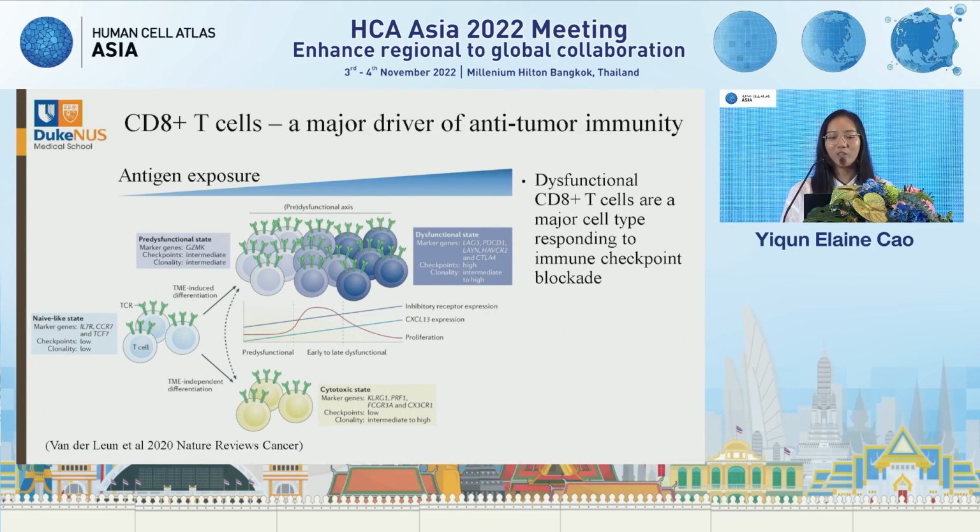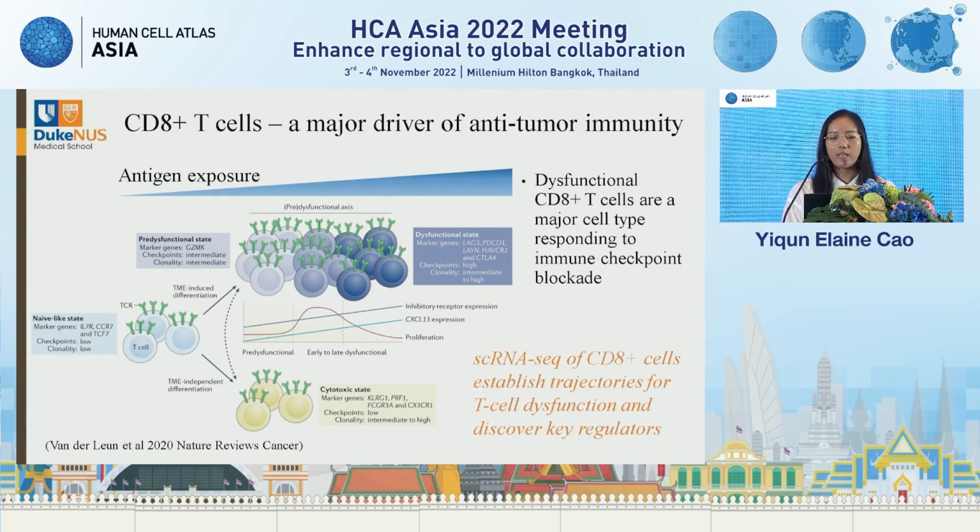Never mind. And the increasing of CXCL13 expression. And also there's a burst of proliferative capacity near the early dysfunctional axis. Indeed, these dysfunctional CD8 T cells are a major cell type that respond to immune checkpoint blockade. However, the very late dysfunctional stage cells may have limited response to immunotherapy. Therefore, utilizing single-cell RNA sequencing, we established the trajectories for T cell dysfunction and discovered the key regulators that could alter the T cell dysfunction.